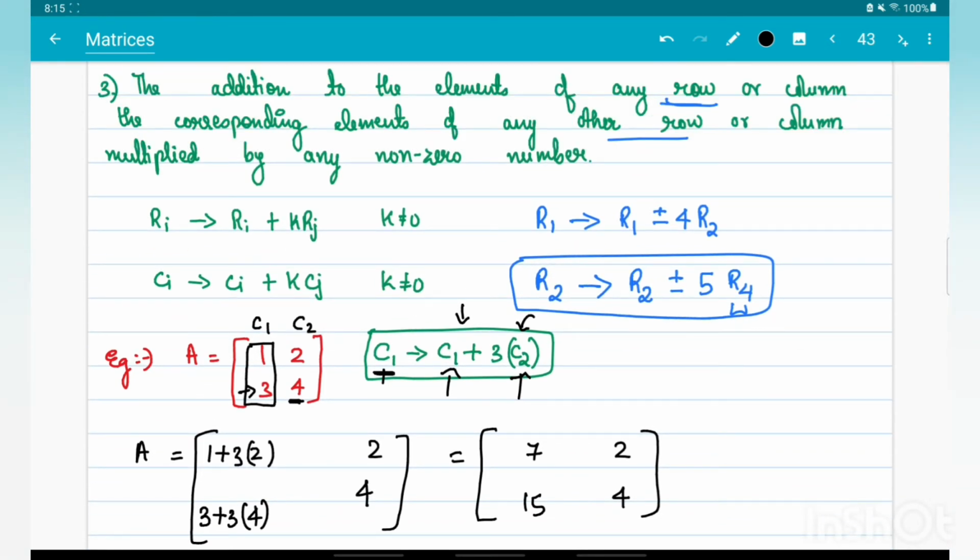So these were the 3 elementary operations. So in total there are 6, which means that the 3 elementary operations are going to be applied on columns also, and the same elementary operations can be applied on rows also. Okay.